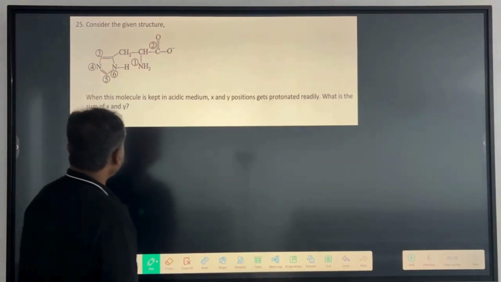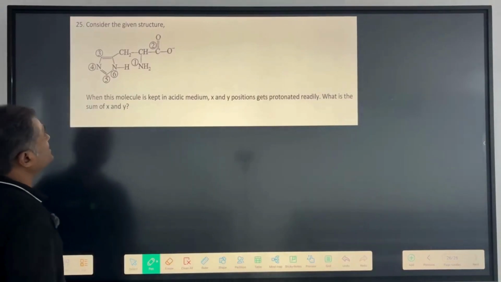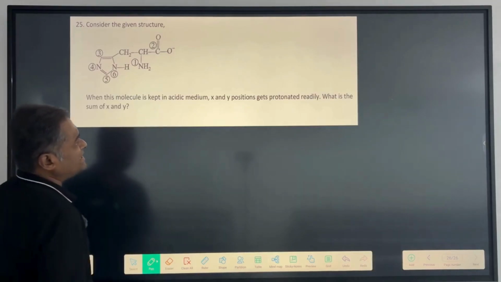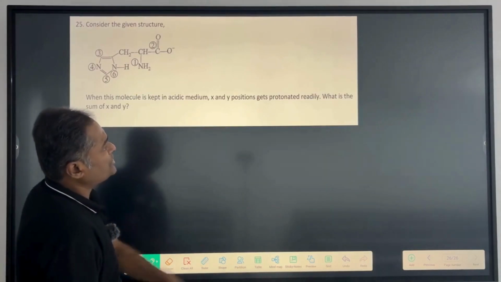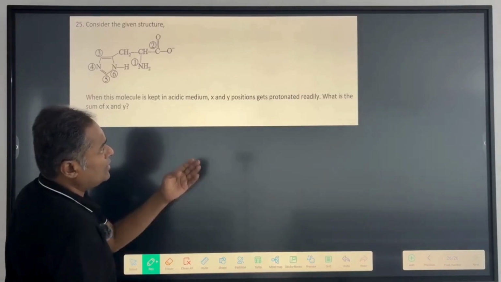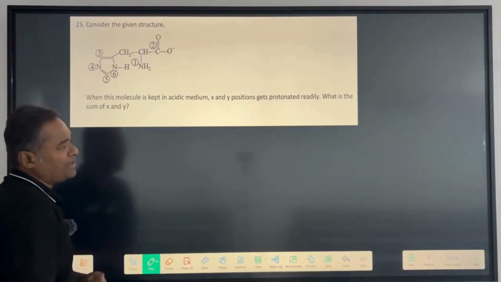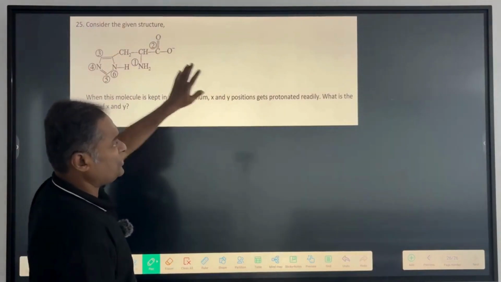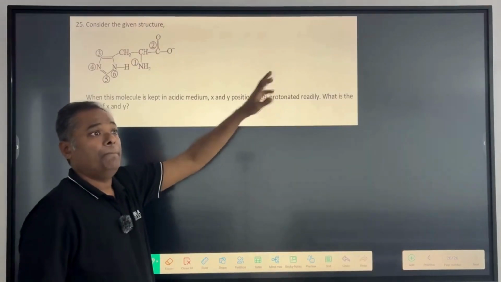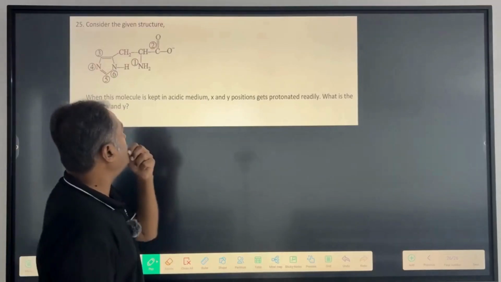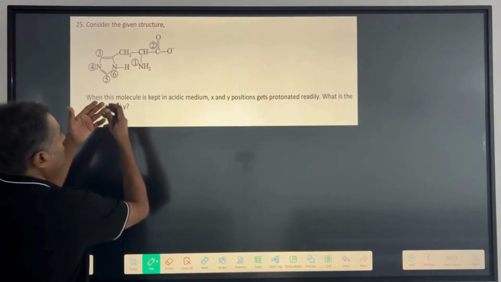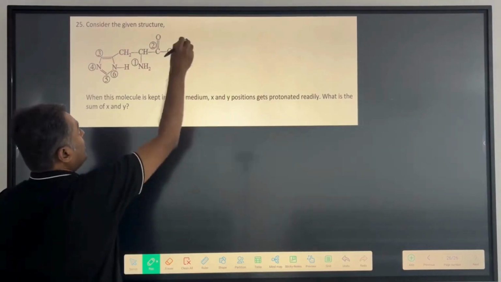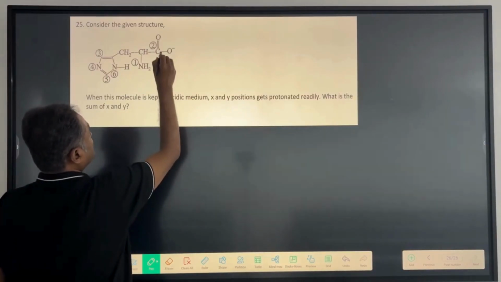Now, child, the question they have asked is: consider the following structure, and when this molecule is kept in acidic medium, your X and Y positions get protonated readily. What is the sum of X and Y? Now, if you keep this molecule in acidic medium, which will get protonated? Obviously, a base will be a proton acceptor. So you indirectly have to find out which of them are bases. Now here, probability-wise, one option is this one, which is marked as 2.